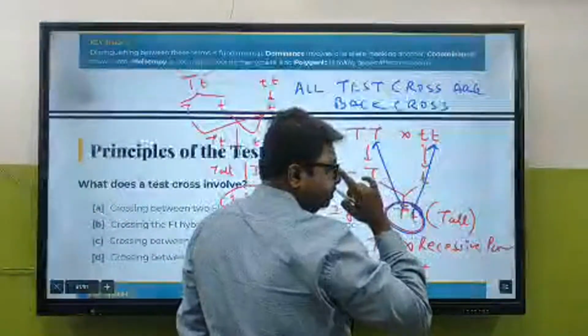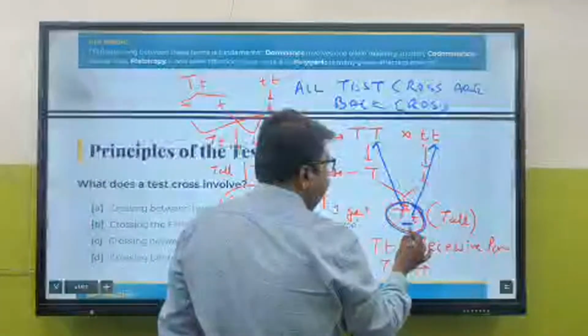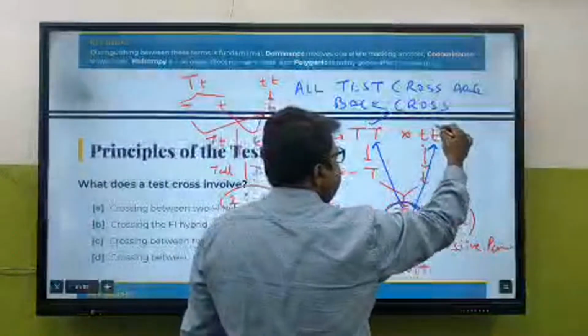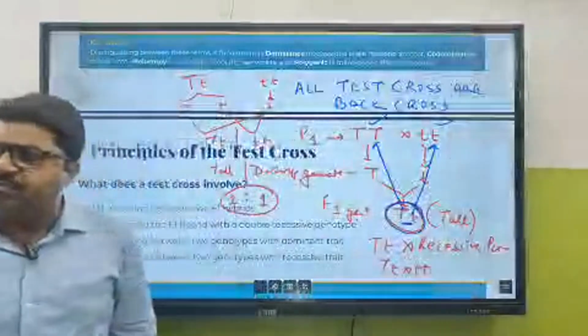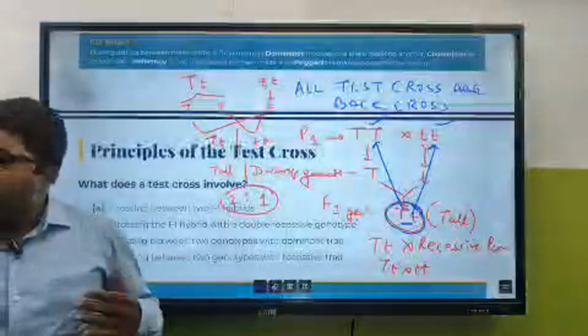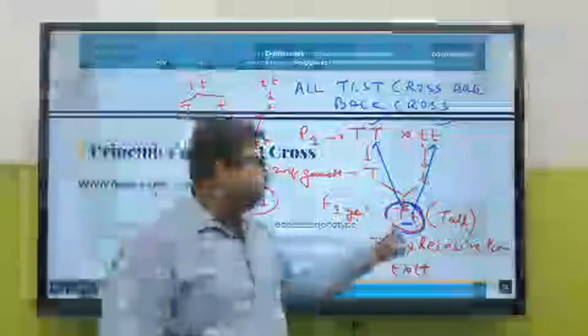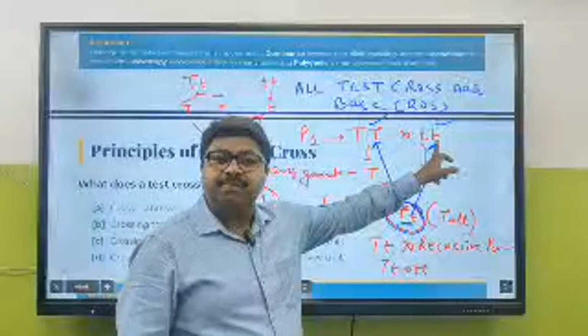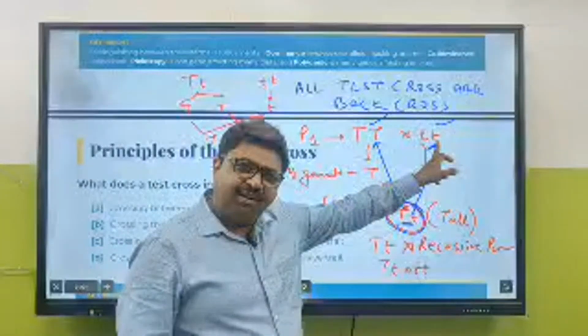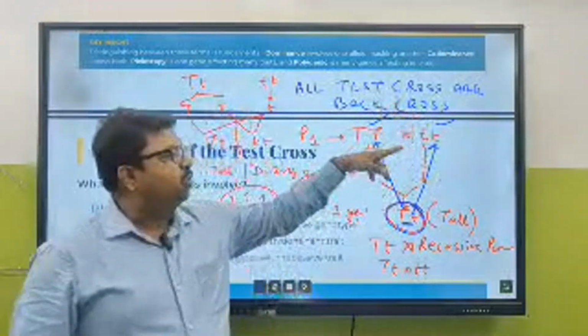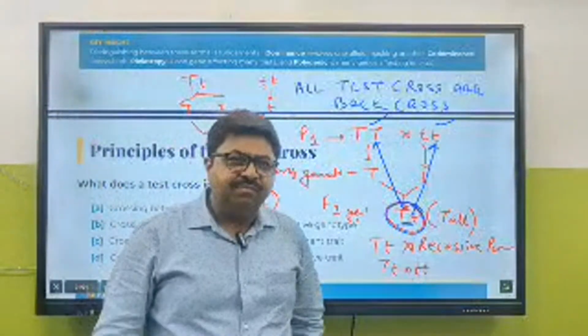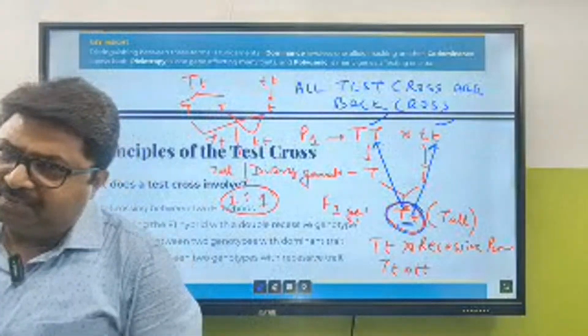Shuman, বুঝেছিস? What is back cross? F1 hybrid এর সাথে dominant parent or recessive parent যে কোনো একটা হলেই এটা back cross হবে. And what is test cross? Cross between F1 hybrid with its recessive parent only. বুঝেছিস? তাহলে all test cross are back cross, but all back cross are not. Sujan, clear? Sure. Good.